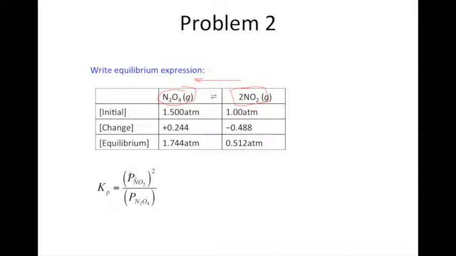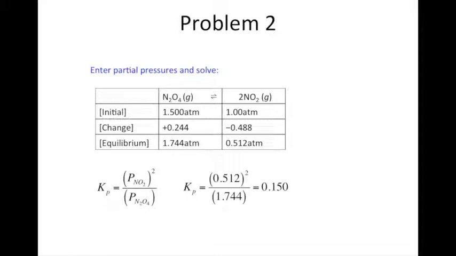Again, it's always products over reactants. It's independent of which way the reaction is proceeding. So please make a note of that. Now finally, we just have to enter our equilibrium partial pressures and solve. And we get a value of 0.150. So that was a little trickier, but again, those are the types of problems we need to be able to solve. Let's try one last problem here.